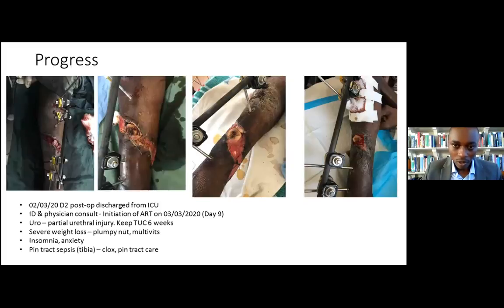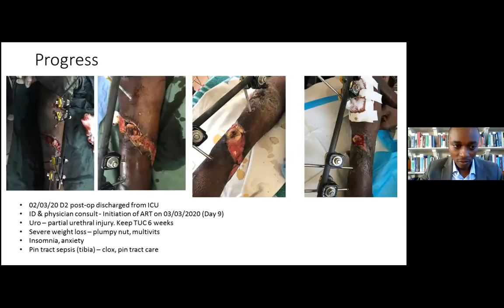All right, so the progress of the patient, you can see the wound gradually healing. We never got a chance for the patient to go back to theater. Most patients, you only have theater once. He was discharged from ICU day 2 post-op. Infectious diseases and physician consults were made, and he was started on ARVs. That's day 9 after the injury.